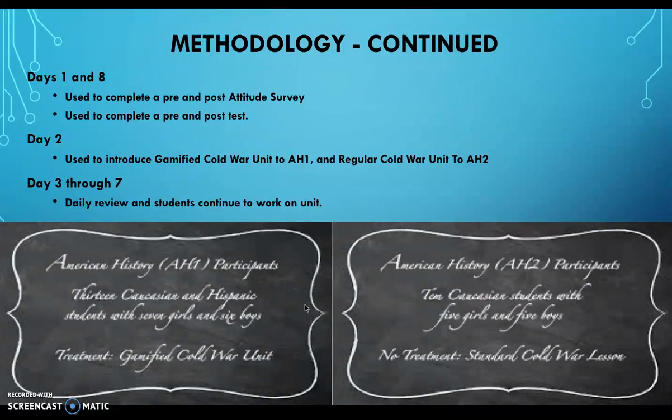So moving forward, continuing with the methodology, on days 1 and 8, I used this time to complete a pre and post attitude survey, and ask students about their attitudes towards school, towards learning, towards American history, towards the Cold War, and towards the way the last unit was taught. And then we gave the same survey at the end, and then compared the data between the 2 groups. For the pre and post test, this was just the standard test that we used for the Cold War unit. I gave it to them prior, gave it to them after, and then compared the progress or the growth between the 2 groups to see if there was a difference there.